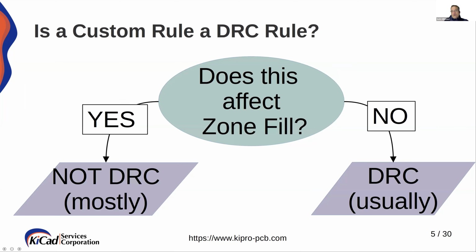So to know, is this rule a DRC rule? If it affects a zone fill, it is probably not DRC. It's probably going to change the behavior of KiCad itself. And if it doesn't affect zone fill, most of these are going to be DRC. So a DRC just means that when you run your DRC check, it's going to pop up an error if something on your layout, on your board, does not match the rule set that you have written.